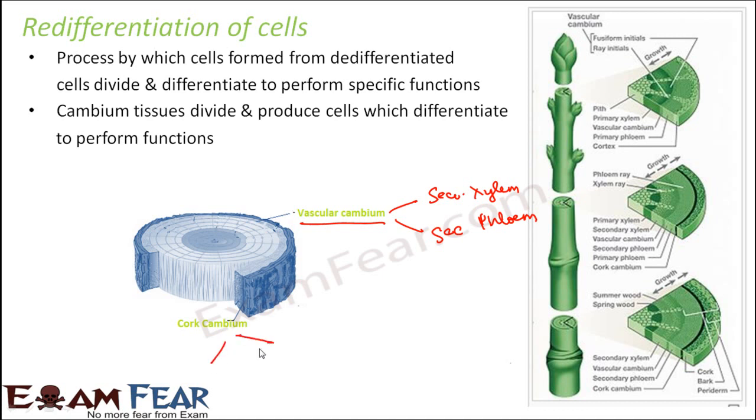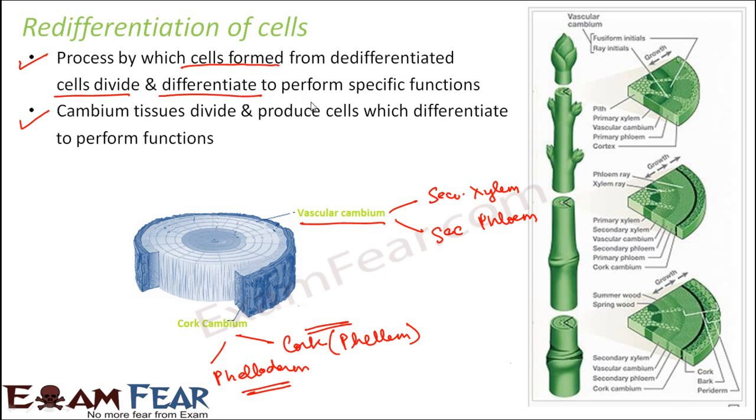Similarly, the cork cambium will later form the cork, which is also known as the phellem, outside, and it will form the phelloderm, a layer of cells towards the inside. Phelloderm is nothing but parenchyma cells, and cork is nothing but what we see as the bark of the tree. So these cells are formed again. This process is known as re-differentiation: the process by which cells formed from de-differentiated cells divide and differentiate further to perform specific functions.